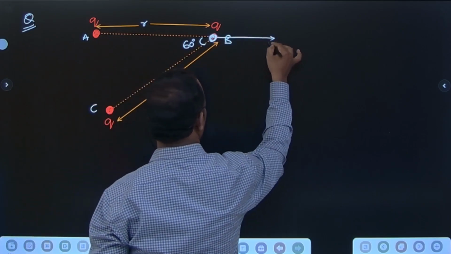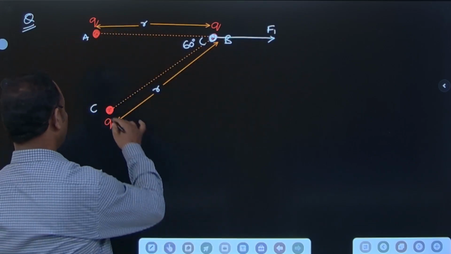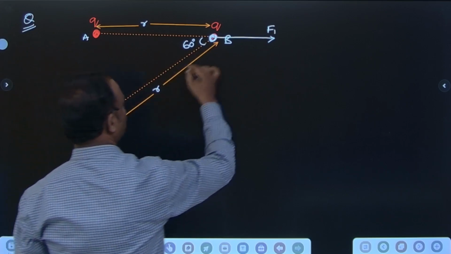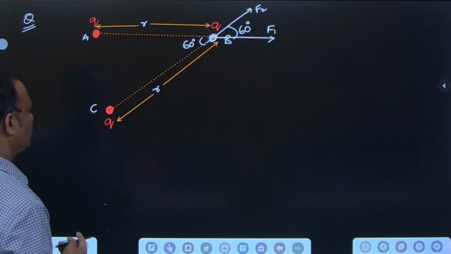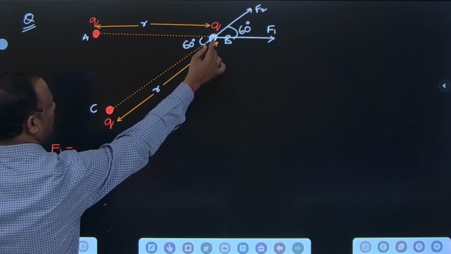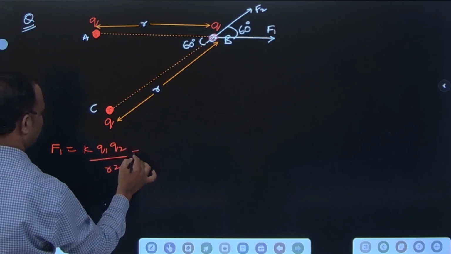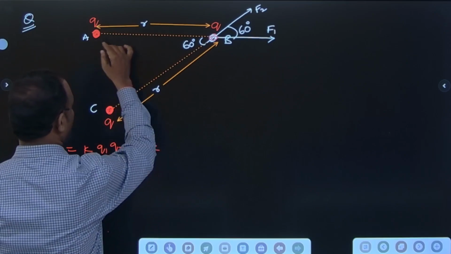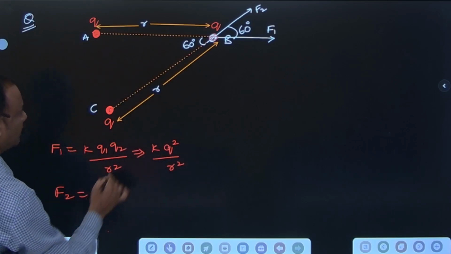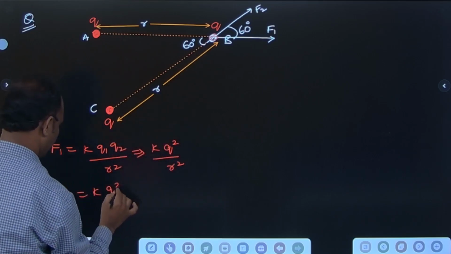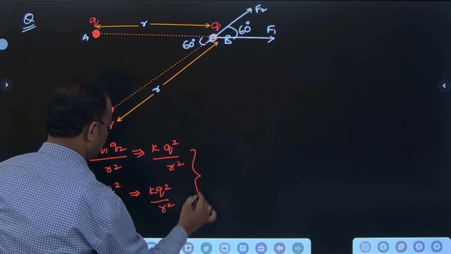First, let it be F1, the repulsive force due to this on it. Due to this on it, both are repulsive, so this force is F2. This is 60, so this will be 60 only. First we need to find F1. F1 comes from these two, right? So F1 is equal to K Q1 Q2 by R square, with Q1 Q2 as Q square by R square. Next, F2 is equal to K Q1 Q2, that is Q square by R square, the same thing, K Q square by R square. Let it be its force.